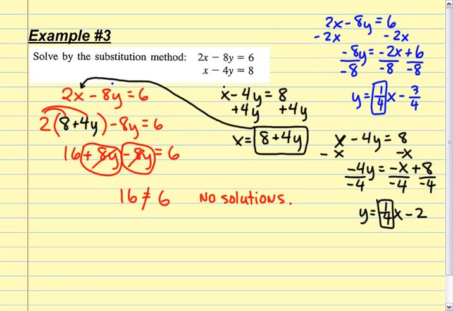They're parallel, and that's why there are no solutions. That's why we get something crazy like that. When I get something crazy like that, that means no solutions.